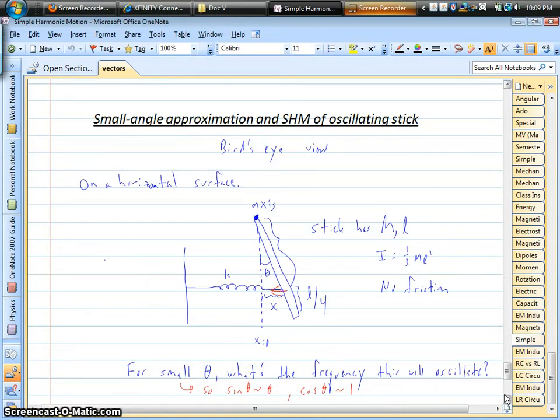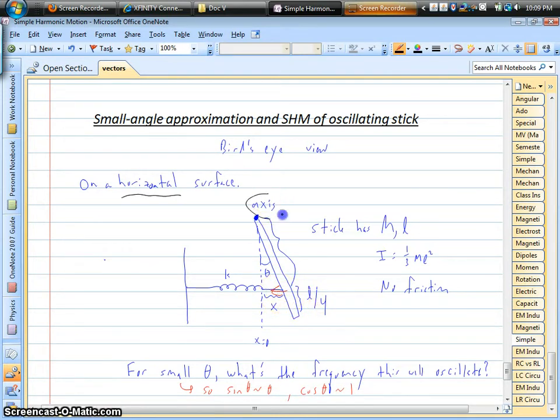This is a case where we have something like a stick, which is lying on a horizontal surface. Okay, so it's not hanging from anything. It's not vertical. There's no gravity to worry about. But it's on like a tabletop. We're looking at a bird's eye view, and we have a spring attached to the stick. Okay, in this case it's a quarter of the way from the end of the stick.